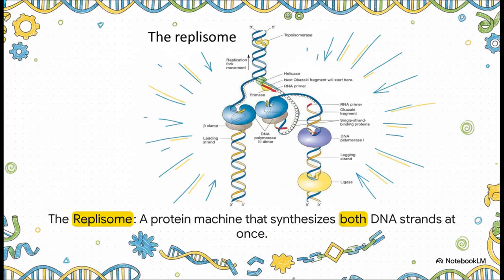See that ring-shaped protein holding it on? That's called a beta clamp. It works like a carabiner, just locking the polymerase onto the DNA strand so it's super efficient and doesn't fall off. This whole machine just parks itself at the fork and synthesizes both new DNA strands at the same time.